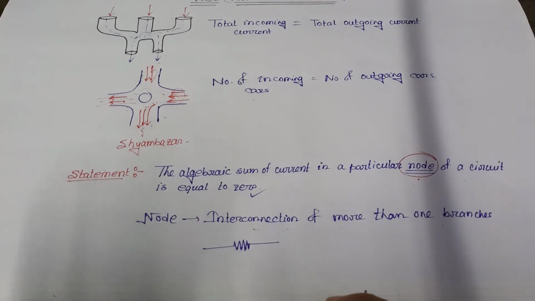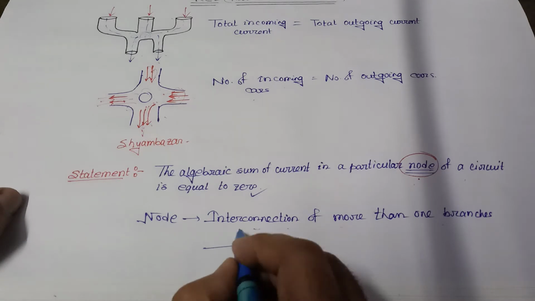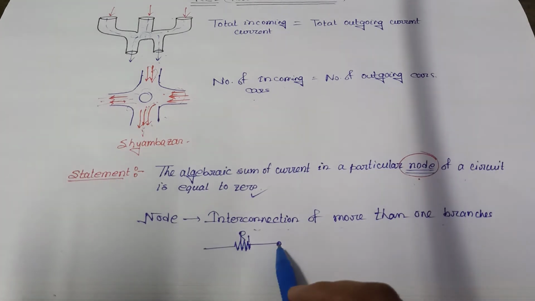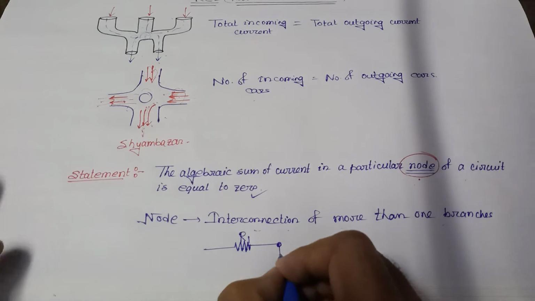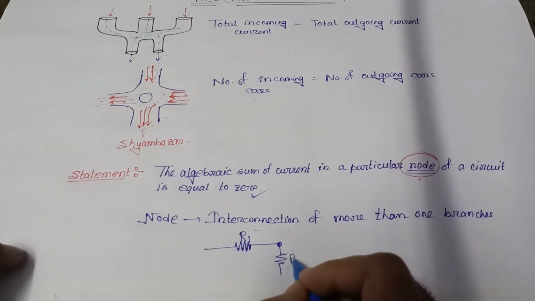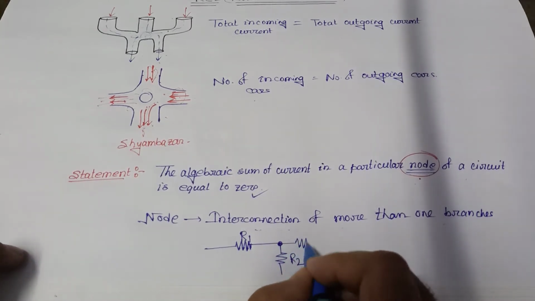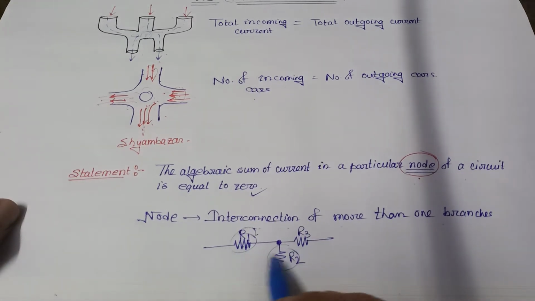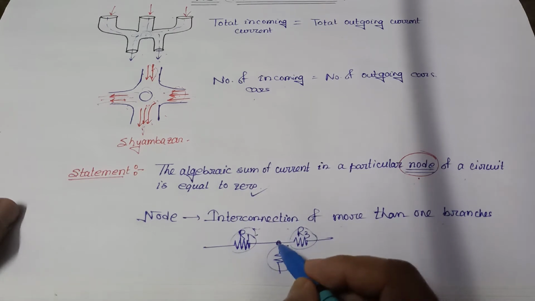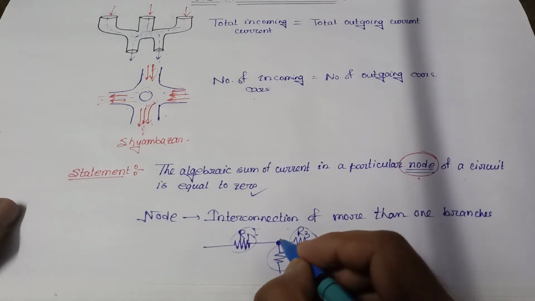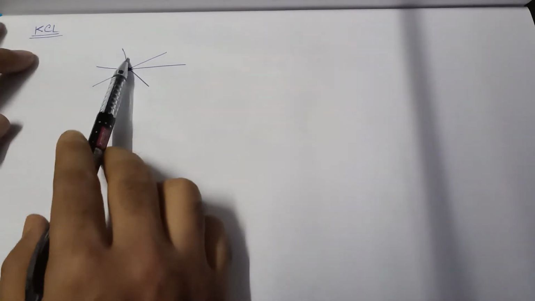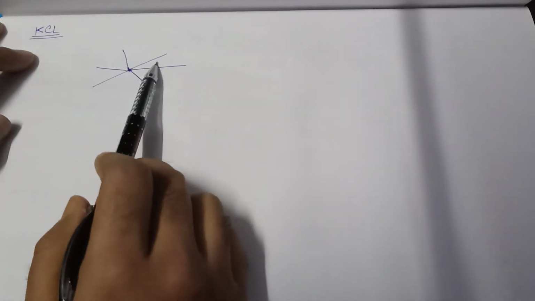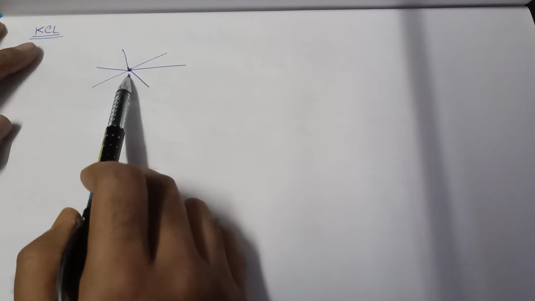Suppose this is one electrical branch where a resistor is connected, R1. And from this point another path is there, which may be R2. Another path is there, which is R3. Now see, in all these three paths, R1, R2 and R3, this point is common, so it will be considered as a node. Clear? Suppose there are 6 paths, 1 2 3 4 5 6, and this is the common point, so it will be considered as a node.